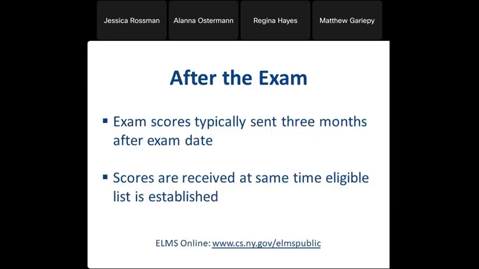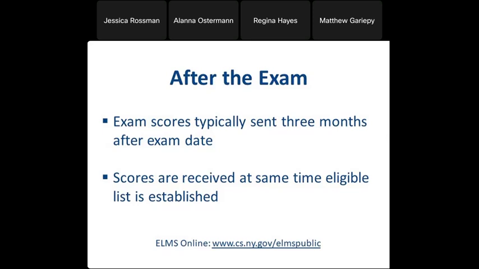Okay. So now that Carlos has taken his exam, his next question is probably, when will I receive my score? Generally, you will get your score about 3 months after you take the exam. A passing score is 70. If you pass the exam, you will be placed on an eligible list, which is what agencies can use when filling jobs.